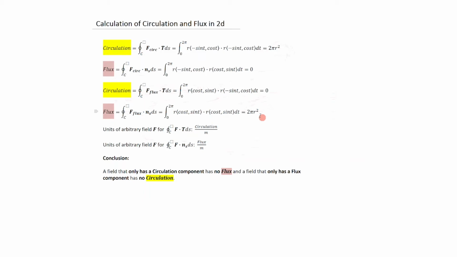All right, just a quick reminder, what are the units of the arbitrary field F? Well, this is circulation, this is a measure of length, and so F is a measure of circulation over meters. In the case of flux, this again is meters. The units of this whole integral are flux, so the units of F in this case are flux per meter. All right, the general conclusion you should obtain from this slide is that a field that only has a circulation component has no flux, and a field that only has a flux component has no circulation. So you might say that these two are orthogonal to each other, two orthogonal properties.